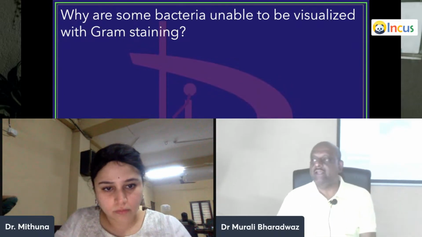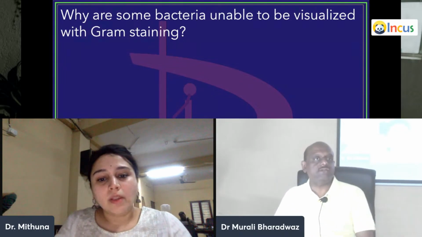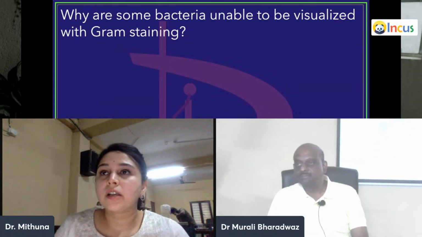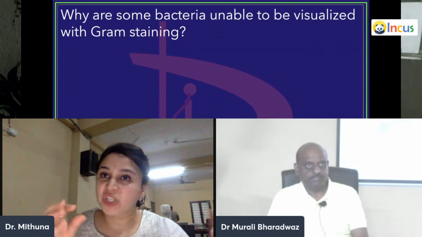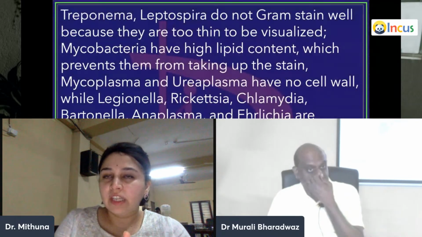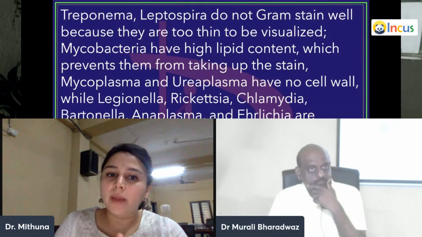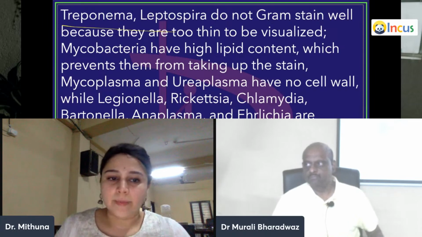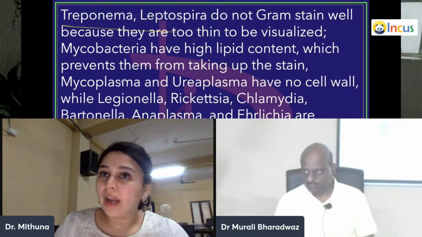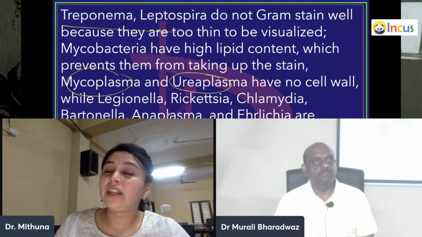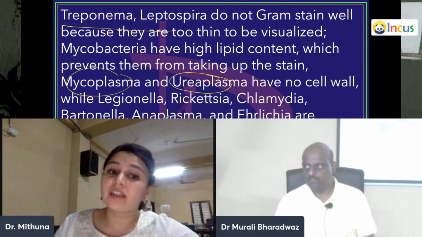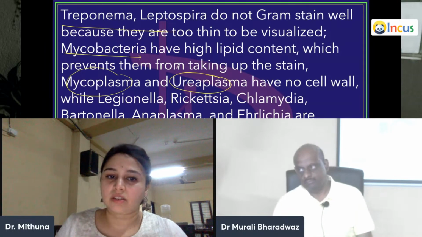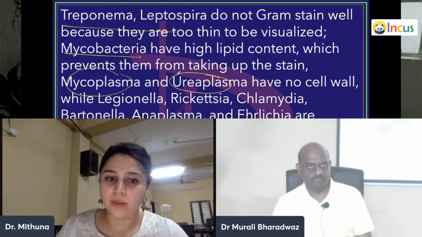Why can't some bacteria be visualized with gram staining? Previously we discussed, sir, that for the blue color to be visible, the cell wall has to be pretty thick. But organisms like Treponema and Leptospira are not visible on gram staining because they are extremely thin. Secondly, Mycobacterium has a very thick lipid content, a thick lipid layer which prevents the bacteria from taking up the stain. So even that is not very visible on gram staining.